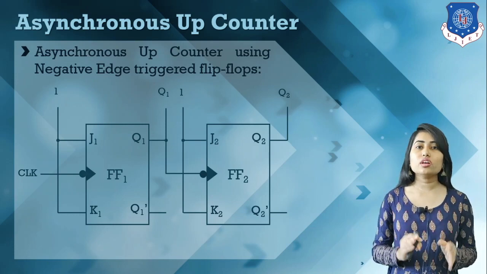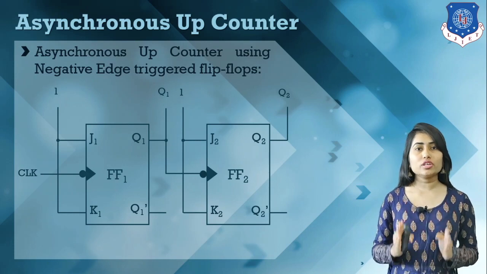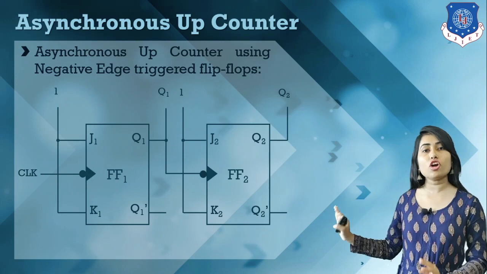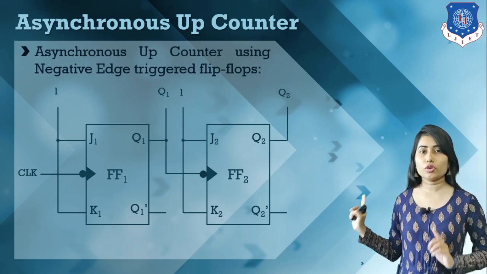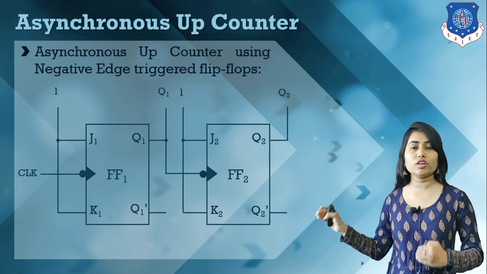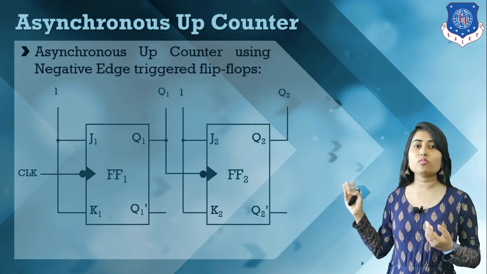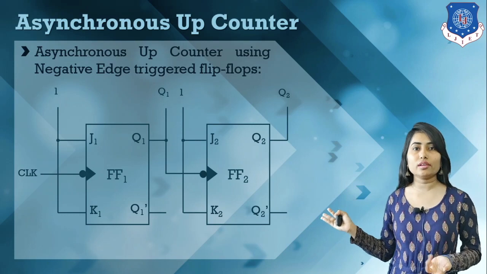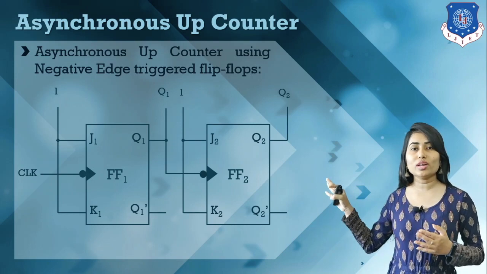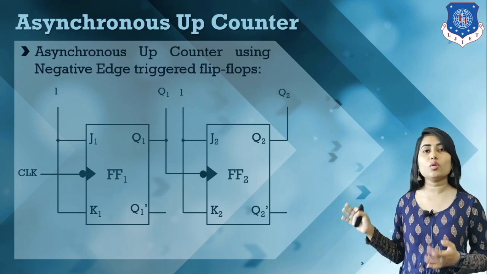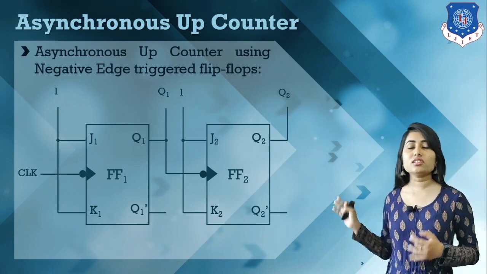So here we have a 2-bit asynchronous up counter. This is the logical diagram for the asynchronous up counter. First, J1 and K1 are equal to 1, J2 and K2 are equal to 1. So all the time we have a 1 as input, then output Q1 is connected to the second flip-flop's clock. This is how an asynchronous up counter can be constructed.